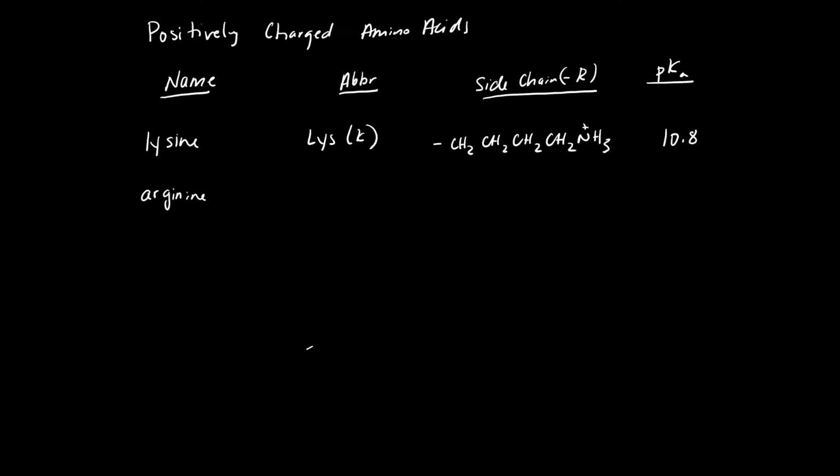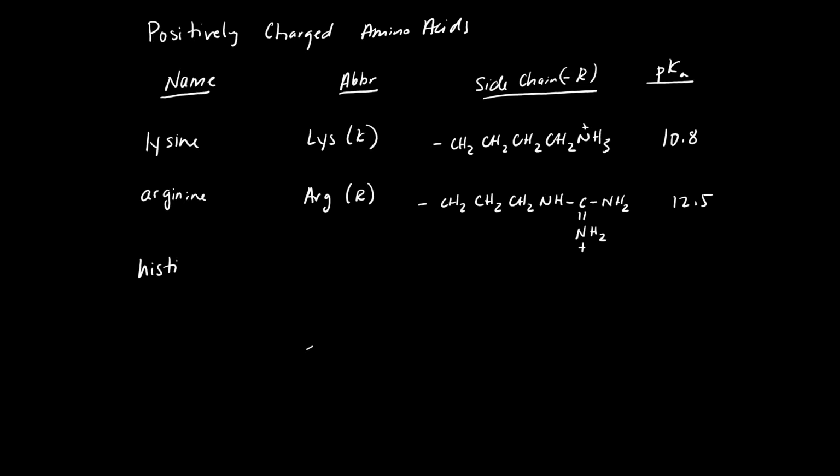Next we have arginine, which has a chain of 3 CH2 groups, and then a functional group that you may not have seen before, a guanidinium group. That looks like this. And that has a pKa of 12.5 in the acidic form.